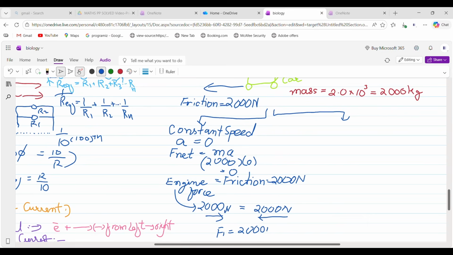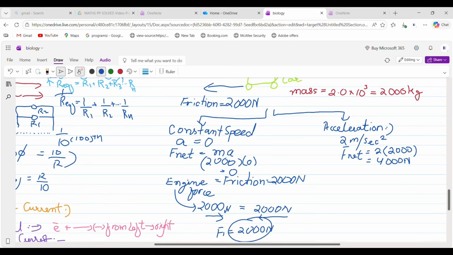Now we are supposed to find the second force of the engine, and that's basically when acceleration is produced. So basically acceleration of 2 meter per second squared is produced. 2.0 is written over there. Here if I find my net force, so 2 is my acceleration, mass is 2000. So basically net force comes out to be 4000 Newton. Now see, this is the net force and the engine already had 2000 force. So basically 4000 Newton plus 2000 Newton at F2 is what? It is now 6000 Newton.